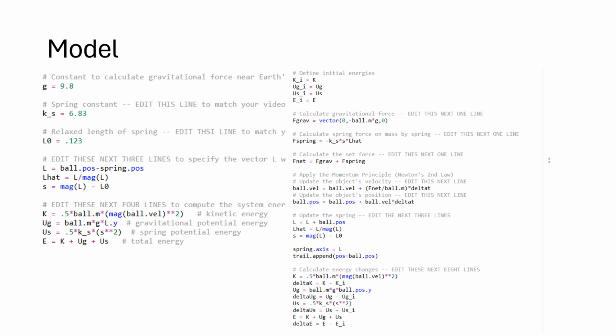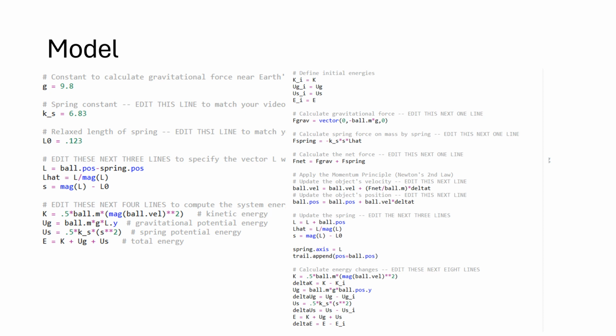So my model is this. My constant to calculate the gravitational force, my g, is 9.8, the spring constant is 6.83, and the relaxed length of the spring is 0.123, which is given. L is the ball position minus the spring position, which is basically just the current length of the spring. L hat is L over the magnitude of L by definition. And then s is basically x in the spring potential energy equation.